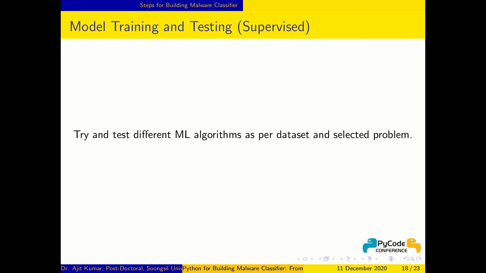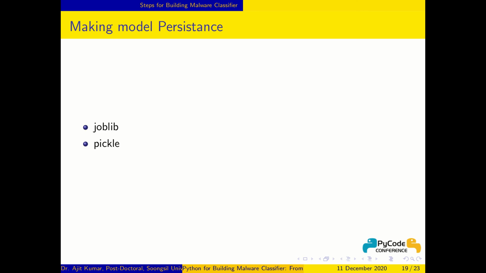Most of the time you will see that people stop here because we have a model. But from there I want to show how you can use this trained model for building a web application or mobile application or API. For that we have two main libraries, one is joblib and one is pickle. Both of these libraries help you save your model in a persistent file format.